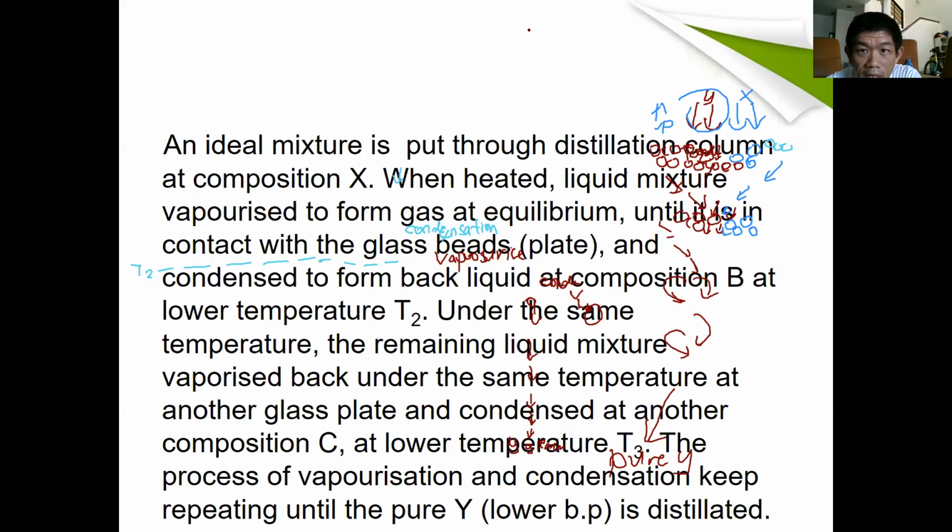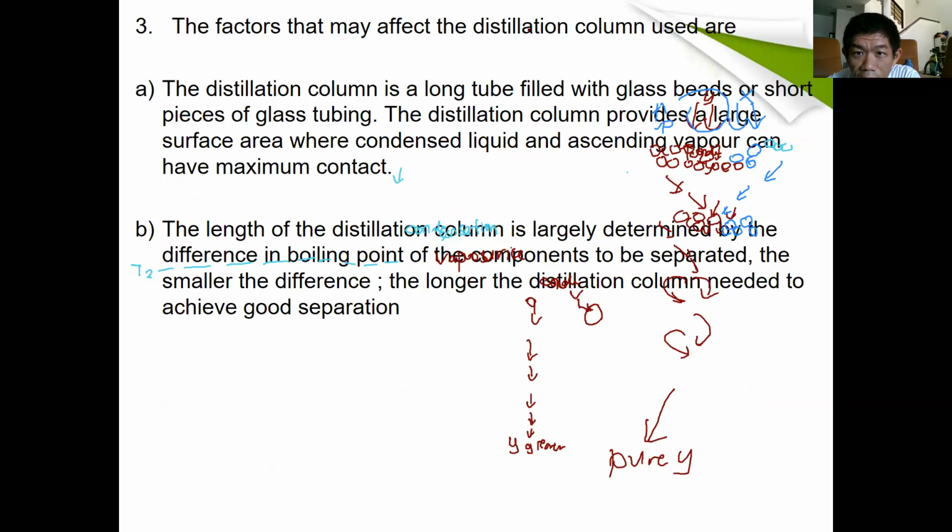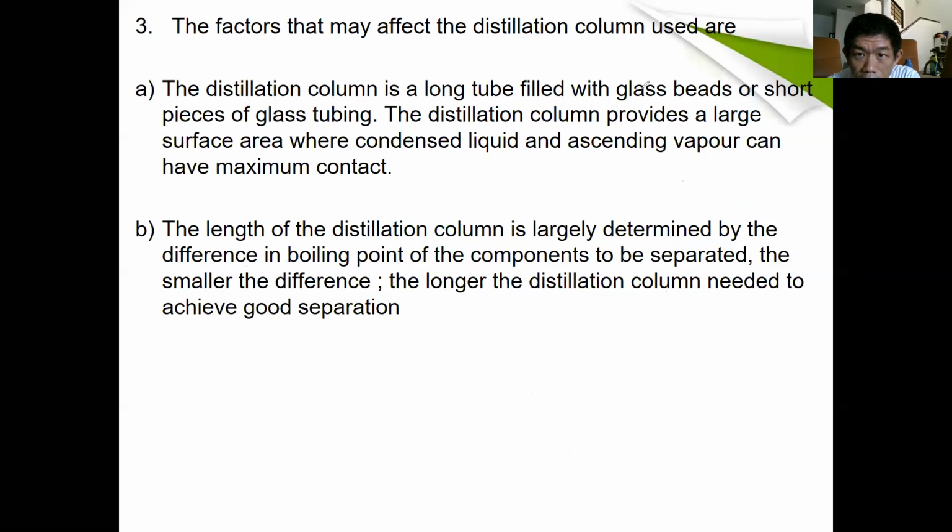So what are the factors that will influence fractional distillation? There are two factors. Number one is that the distillation column must be filled with glass beads so that it will produce a larger surface area to condense and vaporize the liquid in here. And number two is the length of the distillation column. If the boiling points of X and Y are closer, you require a longer tube in order to separate X and Y better. So these are the two factors that will affect the distillation column used in here.